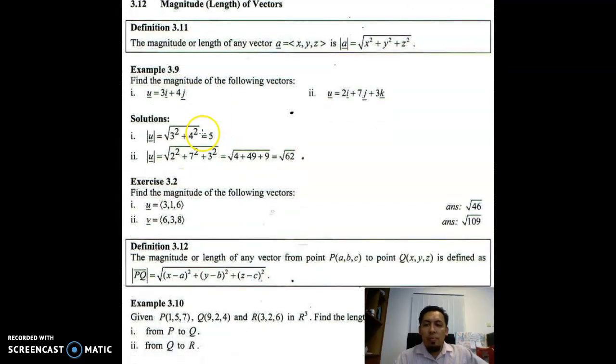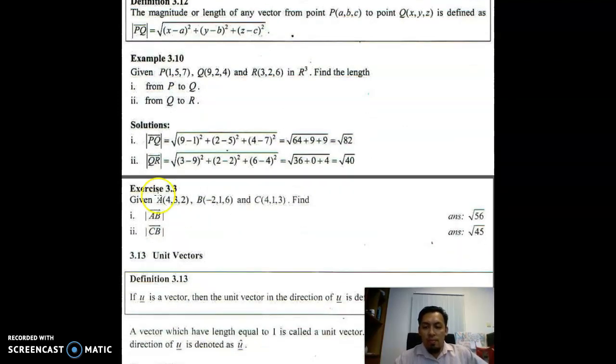Okay, for example here, for 2 dimension, you have 3 and 4 as the vector of x and y. So to find the magnitude or the length of the line, right, the length, just do this. So the length of U is 5, and for this vector the length is 62, right? So that is on magnitude. Okay, thank you.